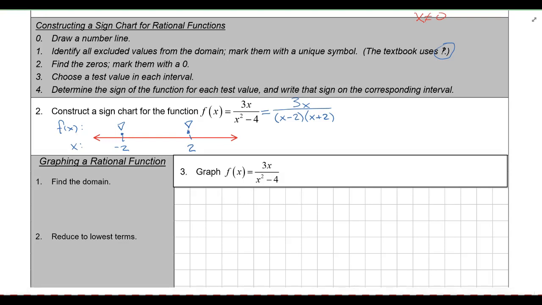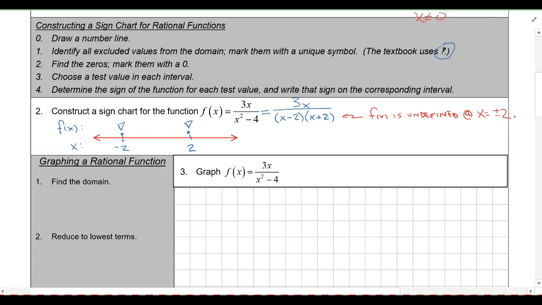From previous sign charts we've done in class, you know that I would put a 0 there, but the values of positive and negative 2 are not zeros. Okay, so again, I just want to make special note of that. f of x is undefined at x equals plus or minus 2.